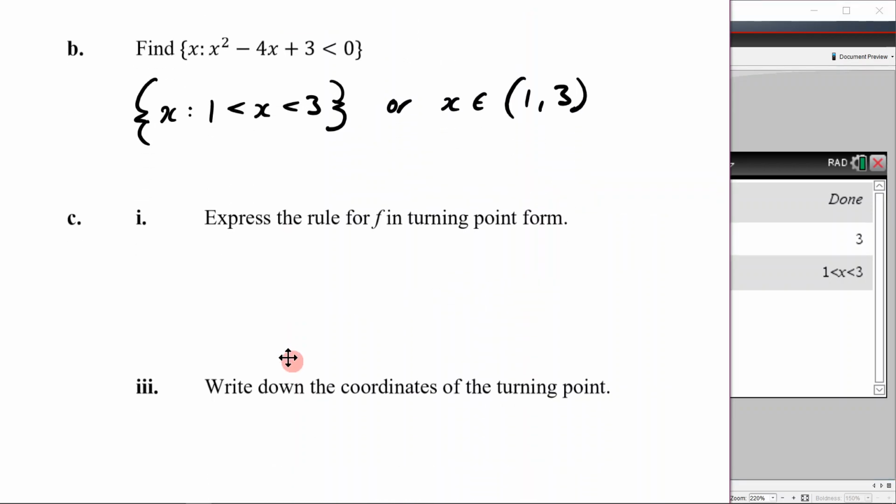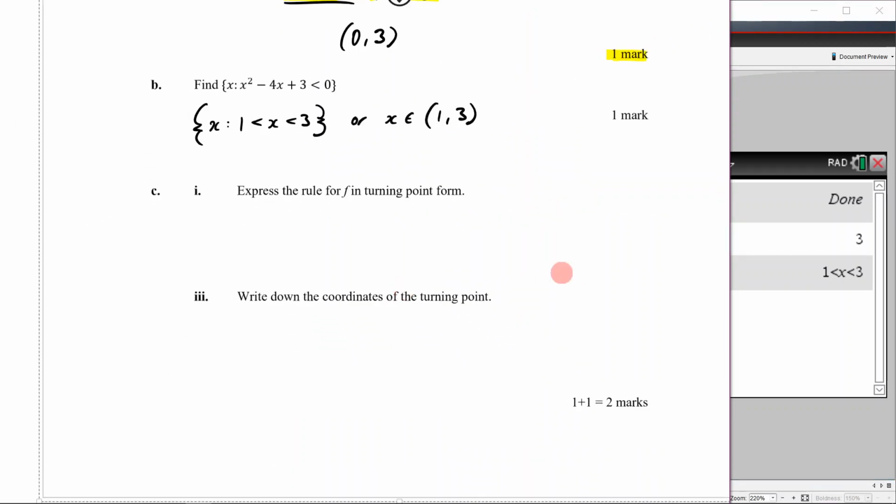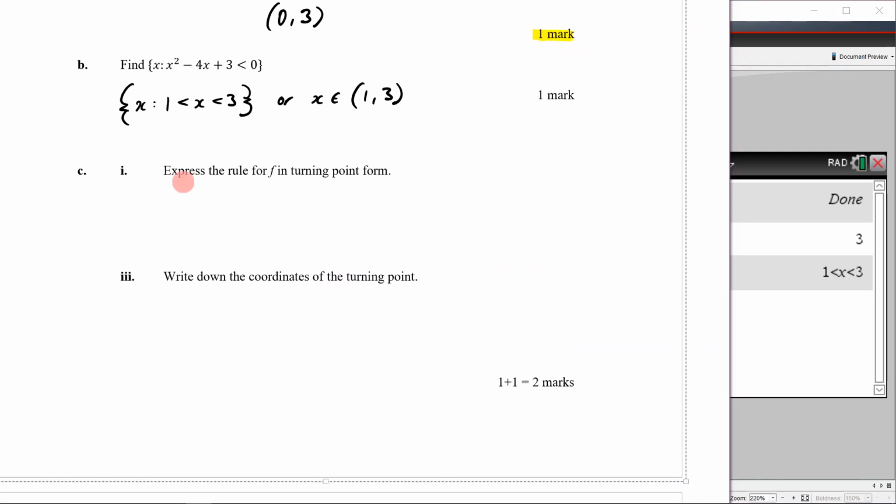Let's now come to part C here. So let's zoom out. So we've gotten so far. It says express the rule for f in turning point form. As you can see, this is worth 1 mark. So we don't actually want to complete the square by hand. It's only worth 1 mark. So we want to use our CAS.